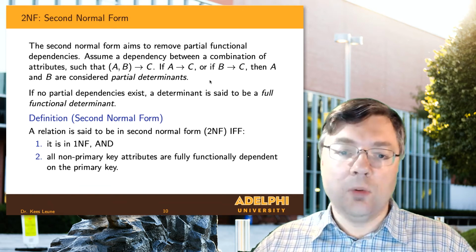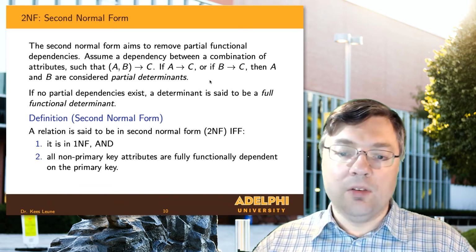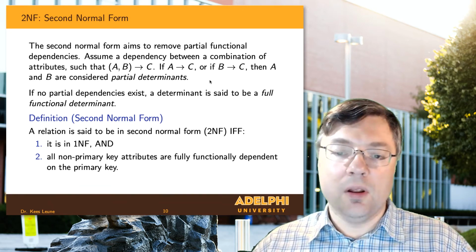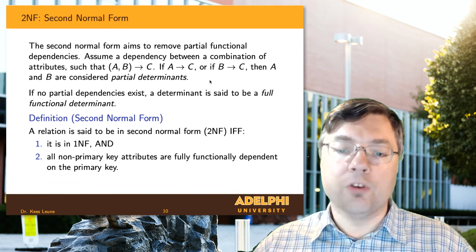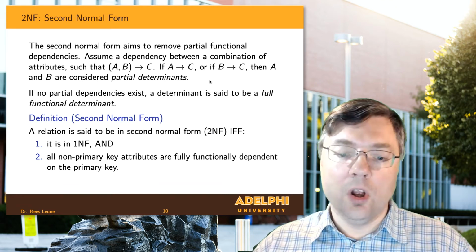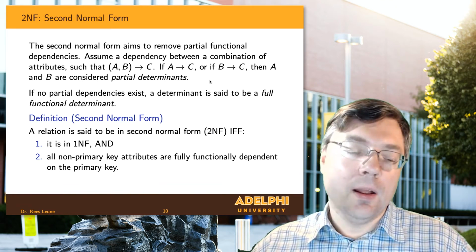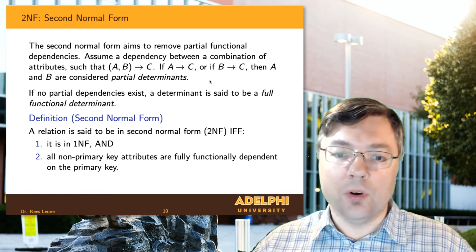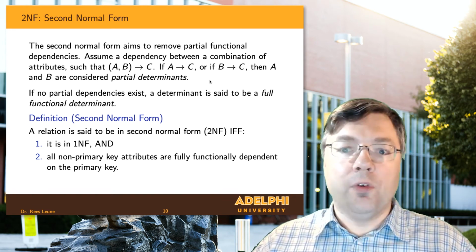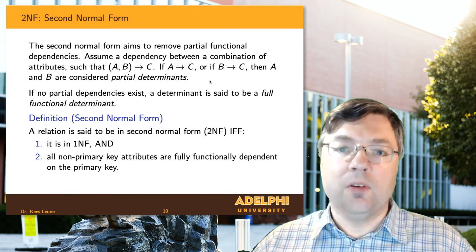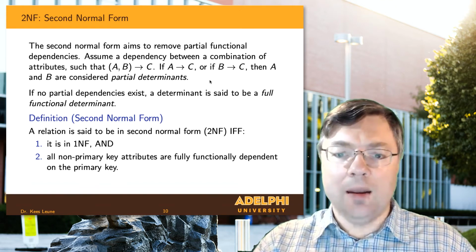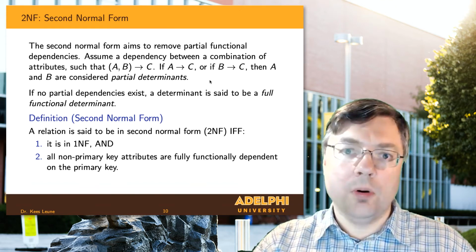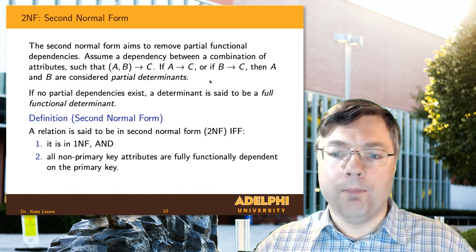The second normal form is something that only has to be checked when you're dealing with partial dependencies. So in other words, composite determinants. Let's read the definition first and then we'll go into more detail. The second normal form aims to remove partial functional dependencies, as I mentioned. Remember, the functional dependency means A determines B, so course number determines course name.